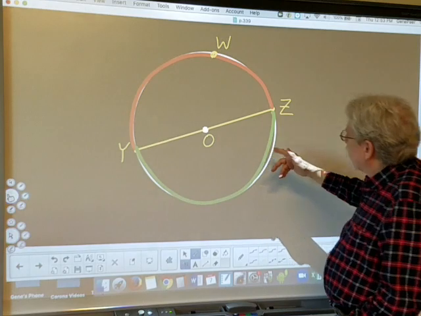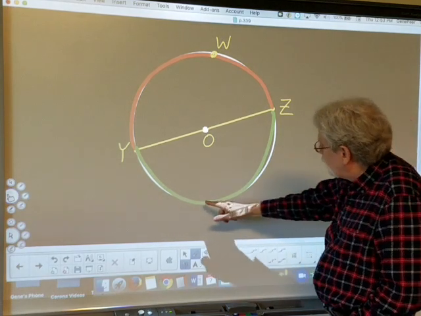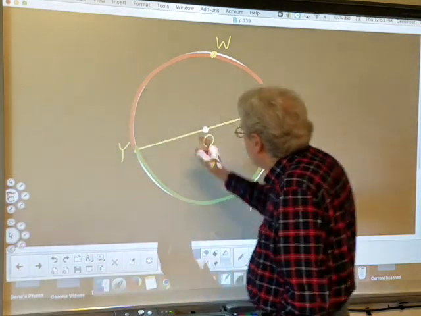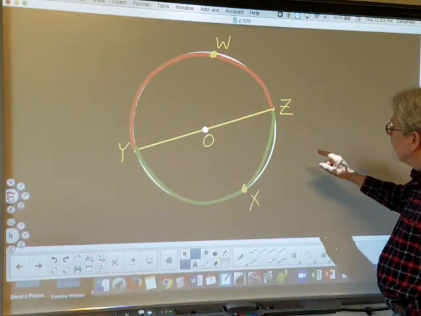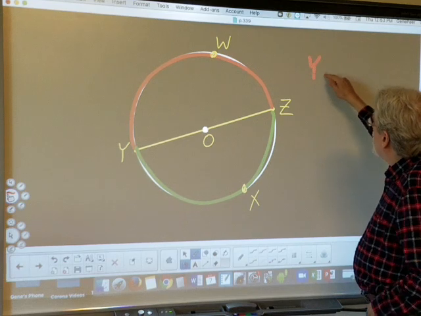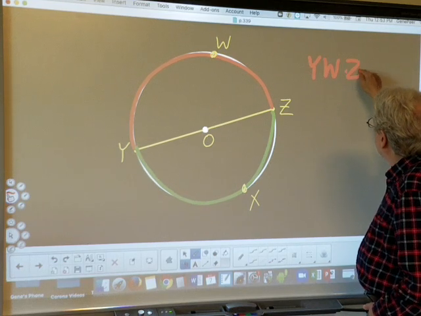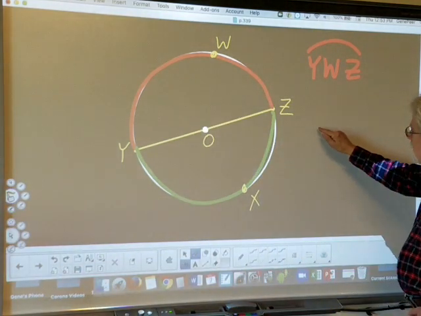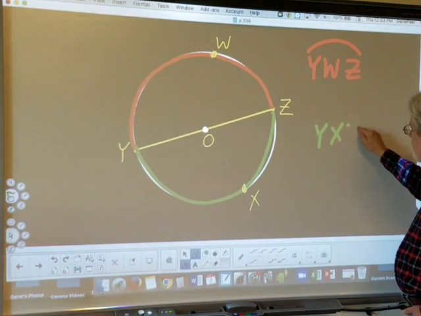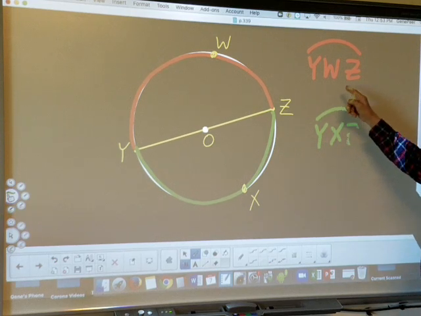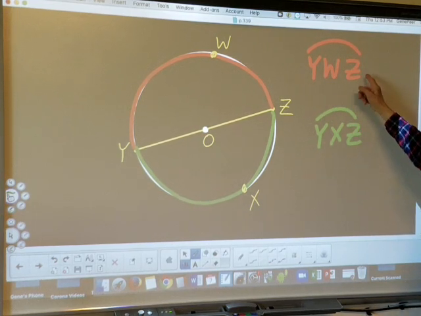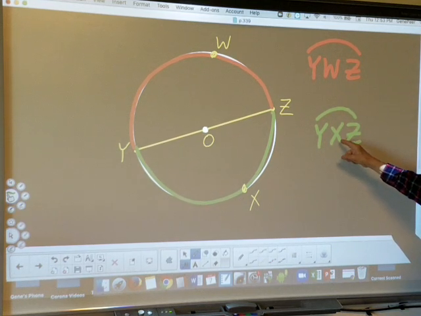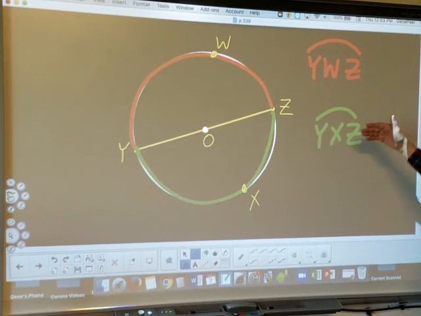let's call this W. What haven't I used? How about X? We'll put a point X down here somewhere. Now, the red semicircle would be called YWZ. The green semicircle would be YXZ. They both have the same endpoints, Y and Z, but the red one goes through W, while the green one goes through X. These are both semicircles.